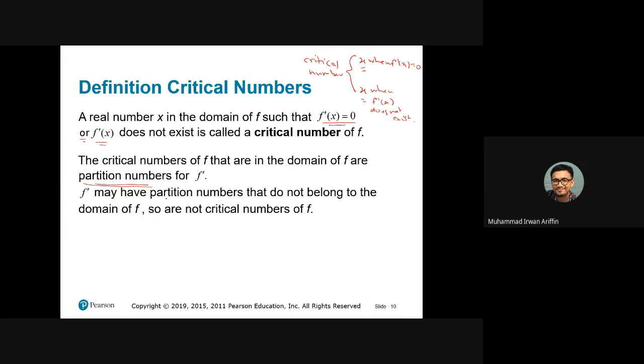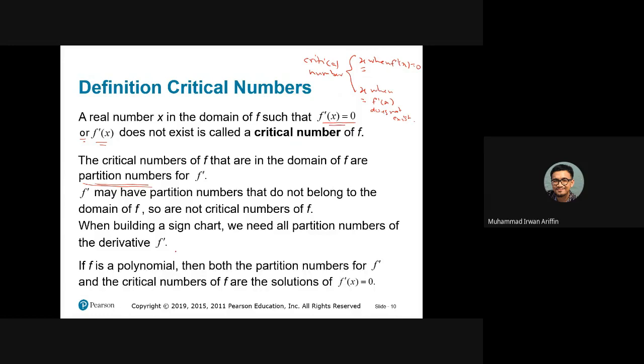So not all partition numbers are critical numbers. Only the ones that are in the domain of f are critical numbers; they have to be in the domain. When we construct a sign chart, we need all partition numbers of the derivative f prime. We need to know the partition numbers because they tell us the sign of the slope. Will the slope be positive or negative?